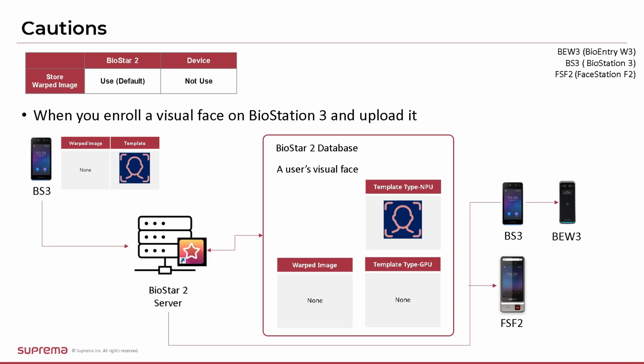If you directly register a user on the device through the device LCD menu, BioStation 3 will save NPU-type templates, and the option to not save images is turned on, so there is no image information. Then, when you upload user information from the device to BioStar 2, only template information without images will be saved in the BioStar 2 database.